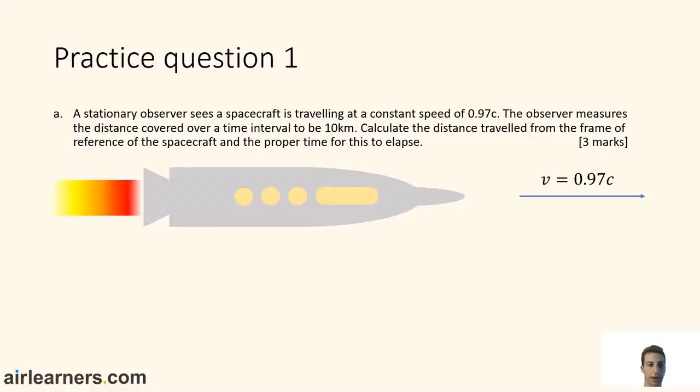Okay, let's have a look at a practice question. Number 1, a stationary observer sees a spacecraft traveling at a constant speed of 0.97 c. The observer measures the distance covered over a time interval to be 10 kilometers. Calculate the distance traveled from the frame of reference of the spacecraft and the proper time for this to elapse. So there's a nice diagram of what's occurring. Make sure that you keep in mind that c is not just any letter, it is the speed of light. It's 3 marks, so you've got about 3 minutes to do this question. Should take you a little bit less, but you can pause the video and get back to it once you finish.